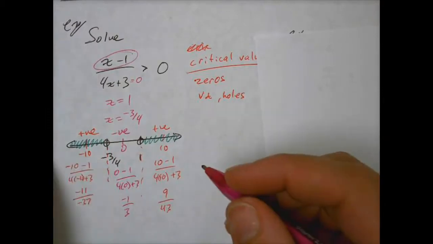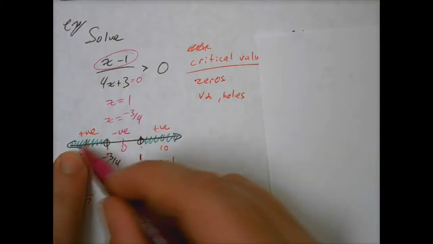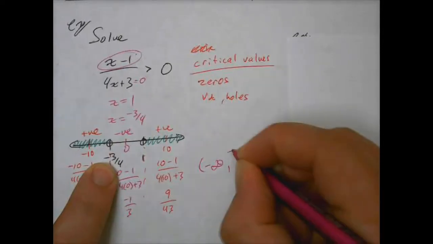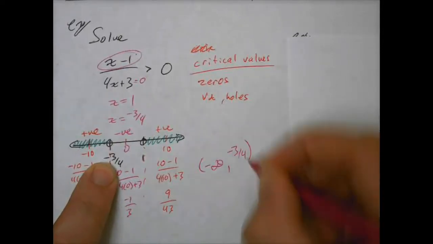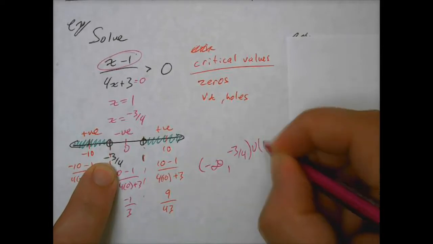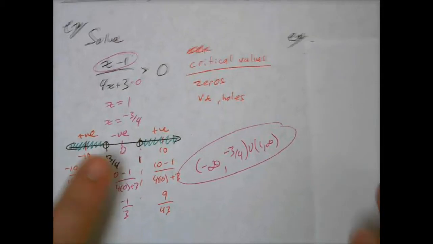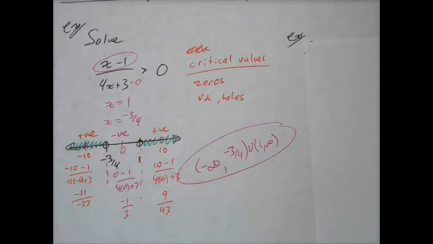So it looks like we have everything from negative infinity, all the way to the left, all the way up until negative 3/4. So negative infinity to negative 3/4, where 3/4 is not included. And we have from 1 to infinity. That would be our solution interval. Those are everything for that function to be greater than 0.